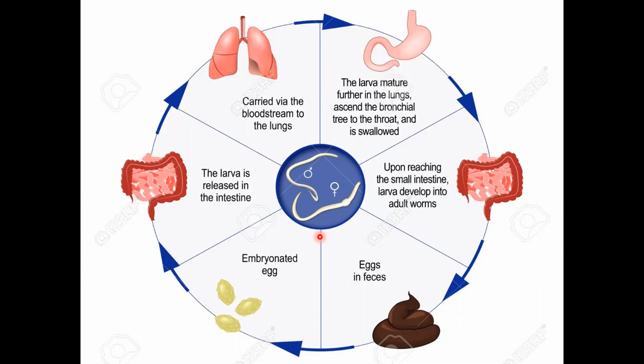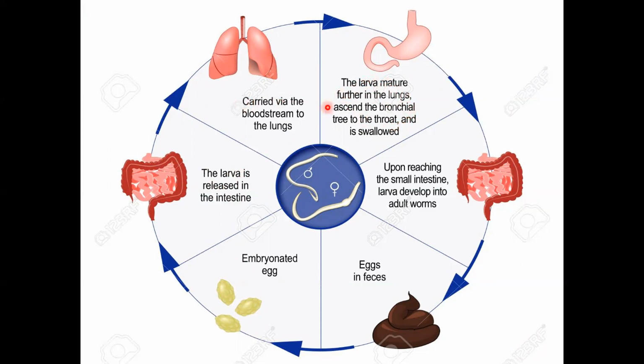You can see here, this is the feces. In the feces there will be eggs. Eggs will be embryonated, embryos will be present, they will enter the body, the larva will be released in the intestine. From here, they will enter our bloodstream and they will go to the lungs. Then the larva will mature in the lungs, and from lungs, it will go to our throat, our neck region, and from there, it will enter our esophagus.